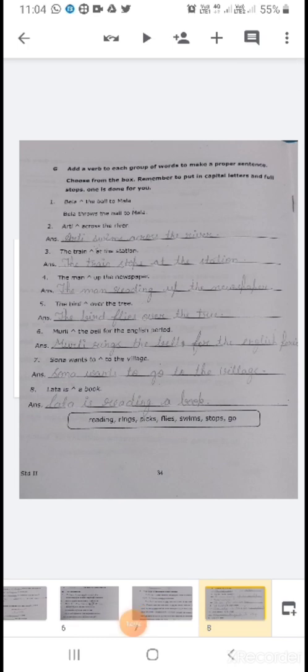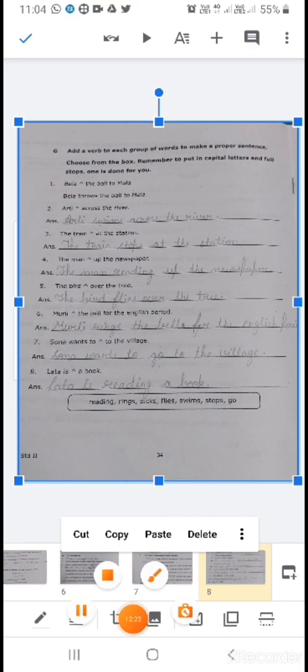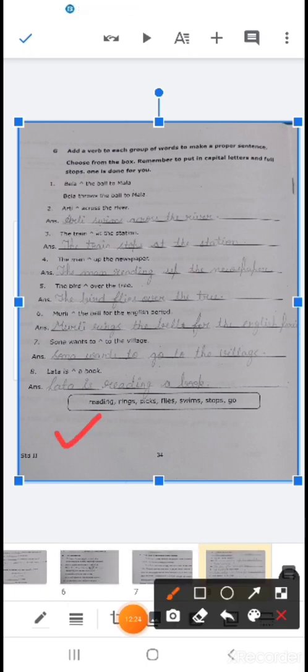Next is add a verb to each group of words to make a proper sentence. Choose from the box. Remember to put in the capital letters and the full stop. One is done for you. The first one has been done for us. Where there is a small mark, you just have to add one word from the below hints. Okay. So the first is given to you. Bella throws the ball to Mala.